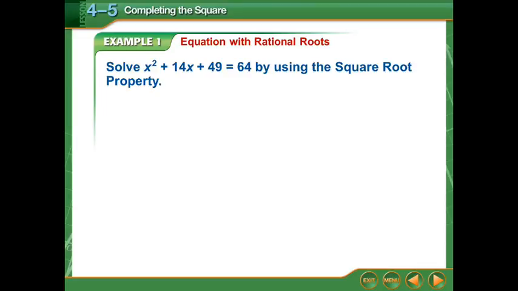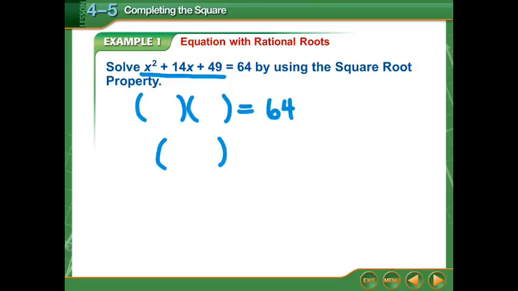So what I'm going to do is I'm going to look at the left-hand side of the equation, x squared plus 14x plus 49, and this is going to be a perfect square trinomial. And what that means by perfect square trinomial is if I factor this trinomial, then whatever is in the parentheses is going to be the same for both sets of parentheses, and I can actually write it as one set of parentheses squared is equal to the right-hand side.